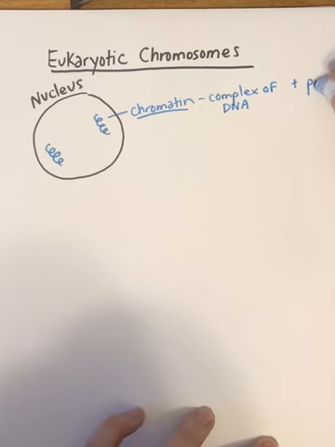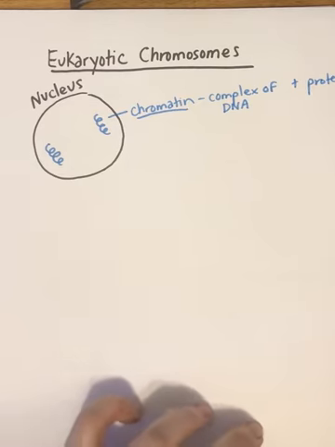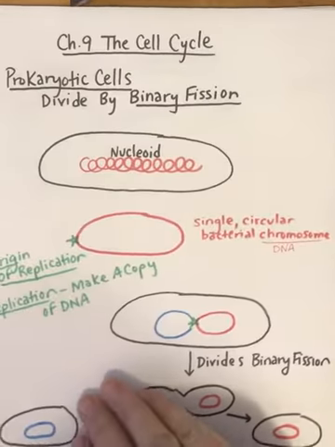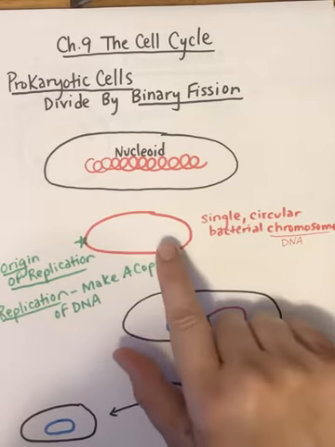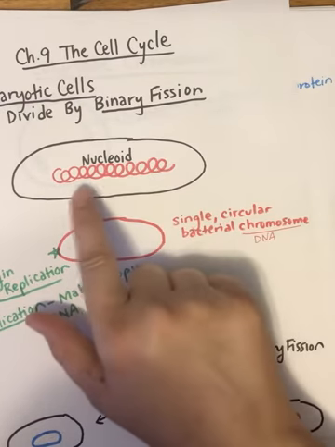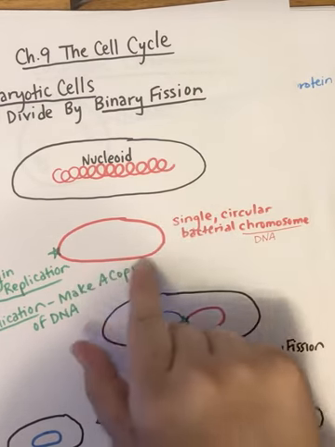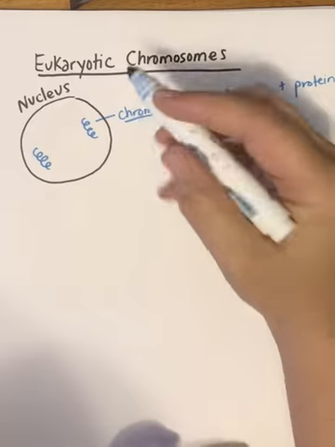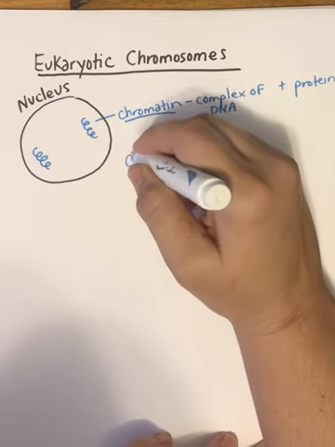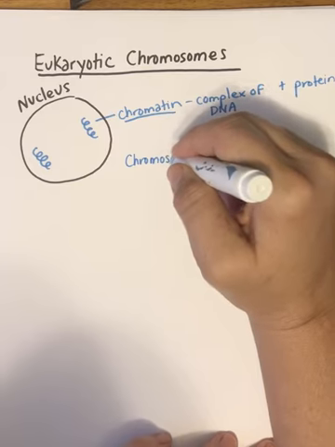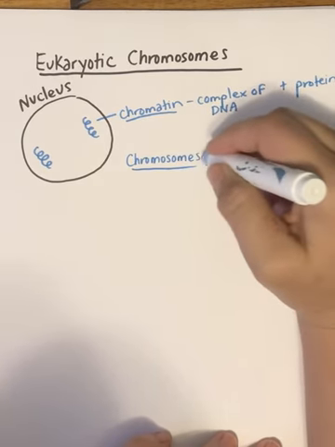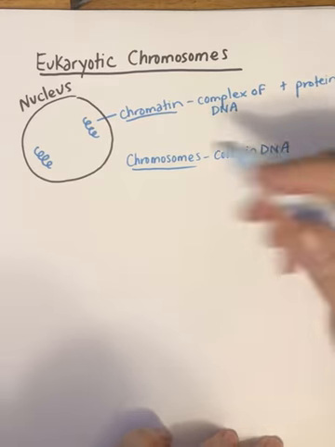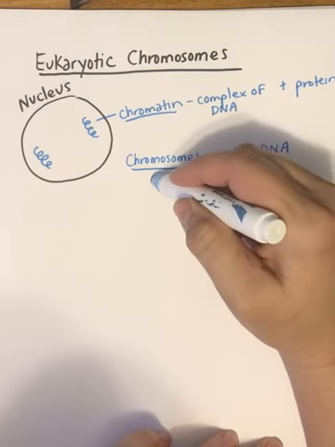and protein. Now, when we undo chromosomes, just like we undid chromosomes within the prokaryotic cells, in the nucleoid, it looks all twisted like chromatin, but when you untwist it, it's a single circular bacterial chromosome. So eukaryotic chromosomes, the actual chromosomes, are linear. Chromosomes are going to be containing the DNA. So when you untwist chromatin, chromosomes are linear.